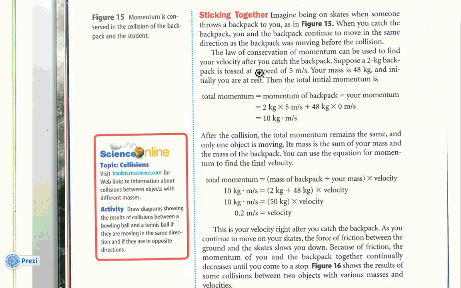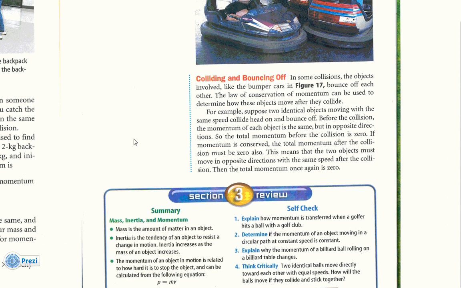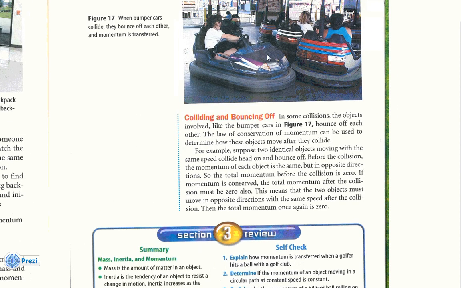And that means that the total momentum is the two different things combined. Like if you throw a backpack at someone who's on roller skates. Okay, the backpack has momentum, you on roller skates have momentum, and then the total momentum is both of these added together. Then you have the case of colliding and bouncing off. So this bumper car has momentum, this bumper car has momentum. When they collide, they bounce off each other, they each have different momentum, but the total momentum is the same. Confusing, confusing, confusing.